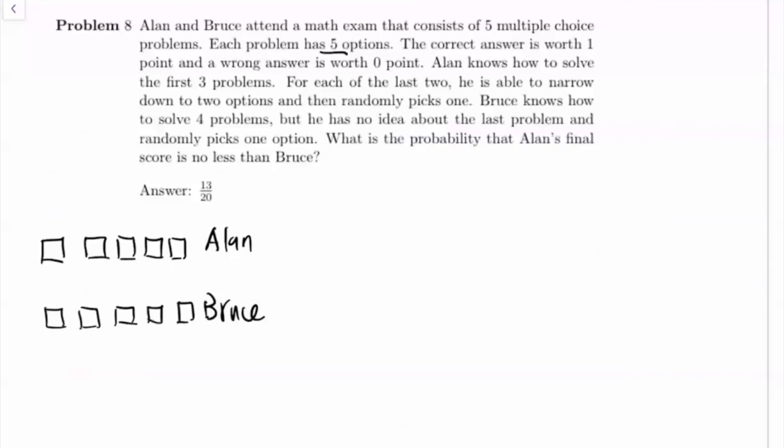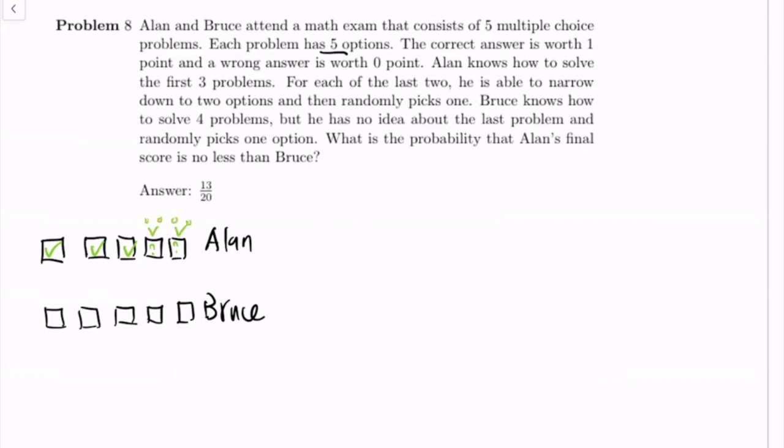Alan knows how to solve the first three. Okay, so 4-3 is correct. For the last two, he is able to narrow down to two options. He's not completely sure, but he's narrowed it down to two options.